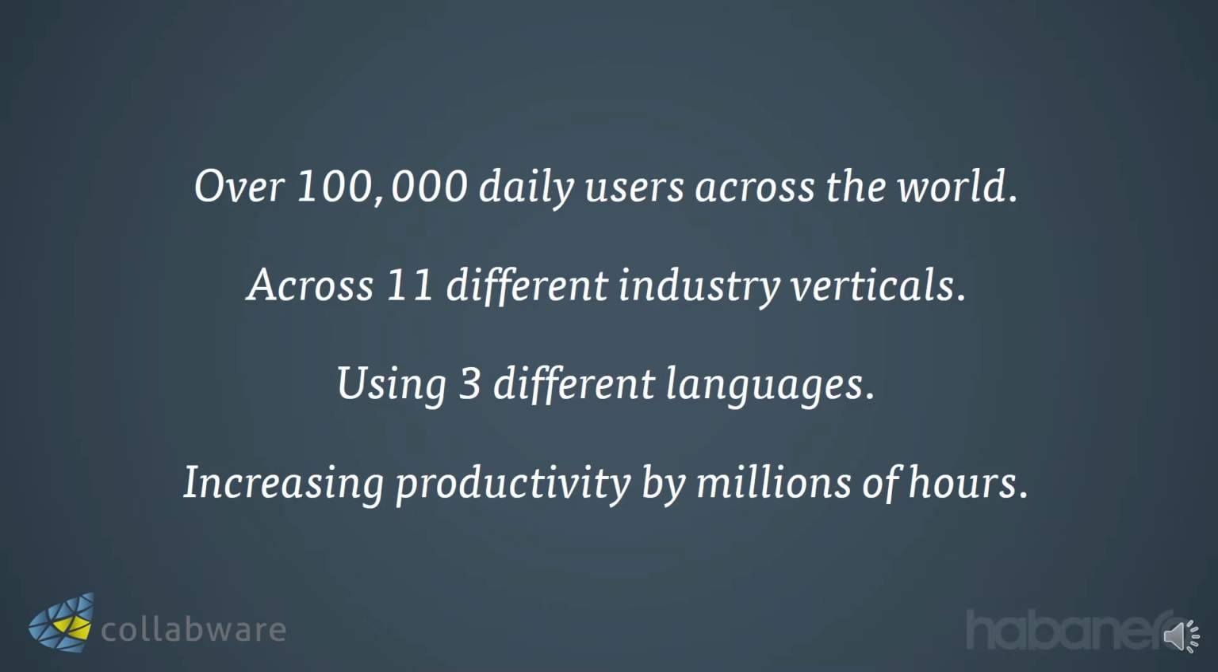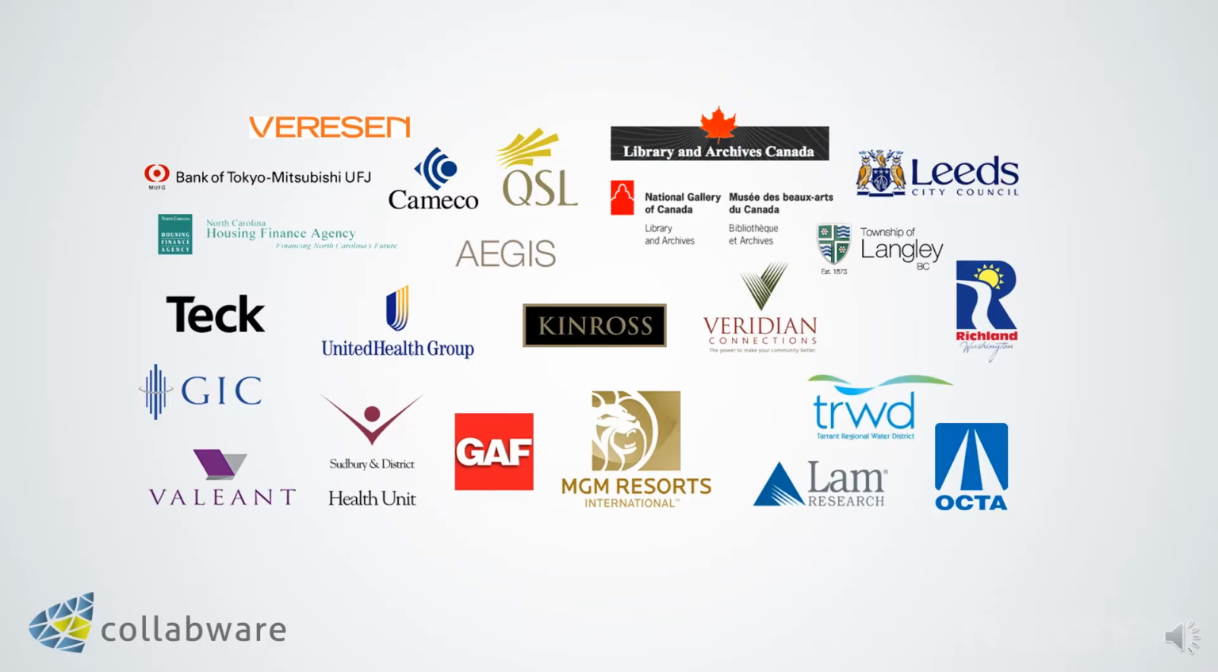As a result of this mantra, we've had success globally and have become quite well known for delivering on it. We have over 100,000 daily users across the world. We operate in 11 different industry verticals, including public sector, which is quite a heavy presence for us. Our software is deployed and utilized in 3 different languages, and we've increased the productivity of users by millions of hours through our compliance and governance capabilities, through the ability to quickly find content that you're looking for and what is needed by your organizational users and by your business processes. There's a little sampling of some of the customers that we work with. A number of these are also Habanero customers with quite successful implementations who have realized these benefits. And we're really excited that you're here so that you'll be able to take advantage of that as well.